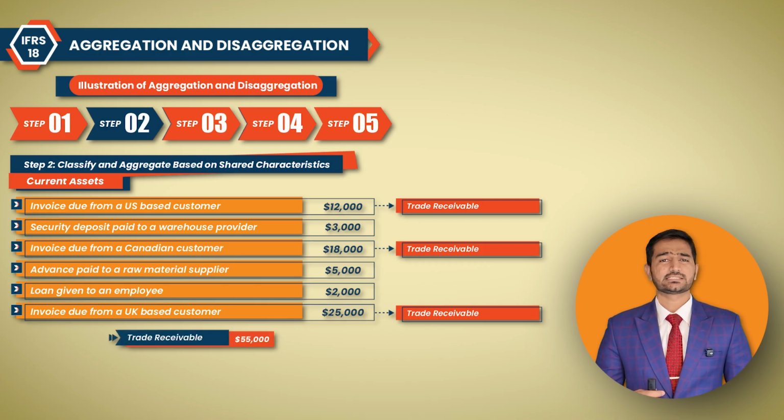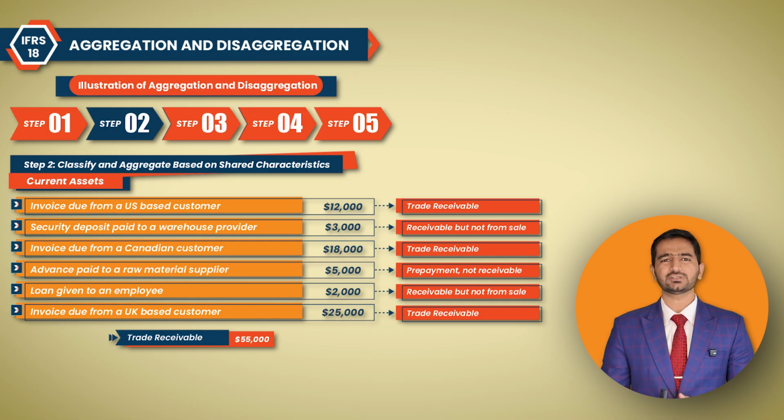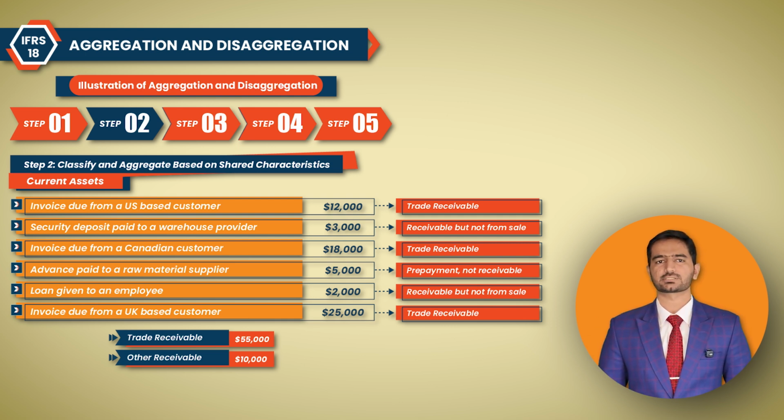Now, what about the security deposit to the warehouse? It's a receivable but not from a sale. Advance to supplier, it's a prepayment, not a receivable from a customer. And loan to employee, again, it's a receivable but not trade related. So these three don't share nature with trade receivables. But can we group any of them? Well, all these three are miscellaneous current receivables. So we can tentatively group them under something like other receivables of $10,000. That is $3,000 plus $5,000 plus $2,000.